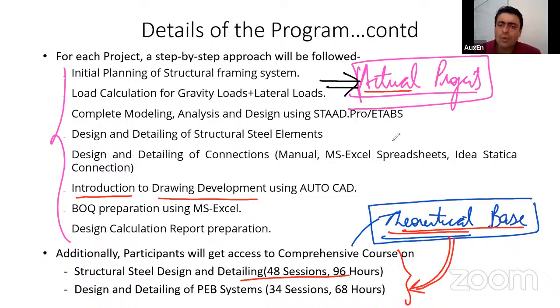So suppose I want to tell you some point. Let's say I want to tell you about some compression member design. Because we are involved in doing actual projects, I will just tell you to watch session number so and so of this online course. That's how you will get theoretical understanding.